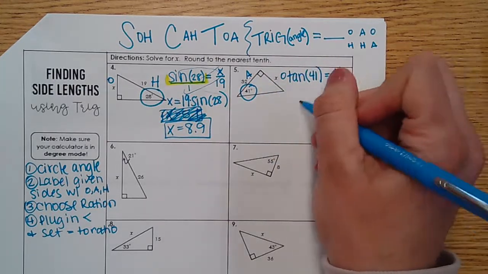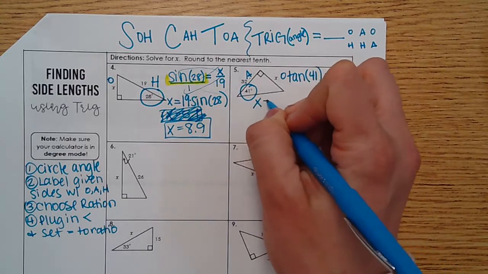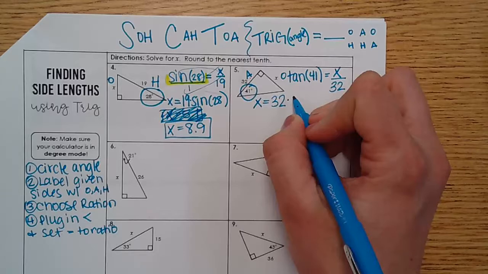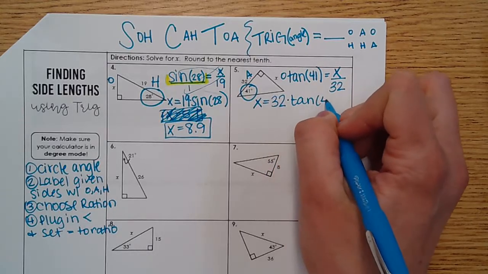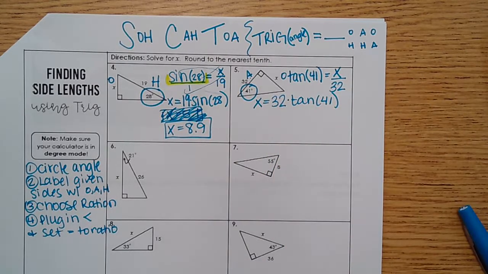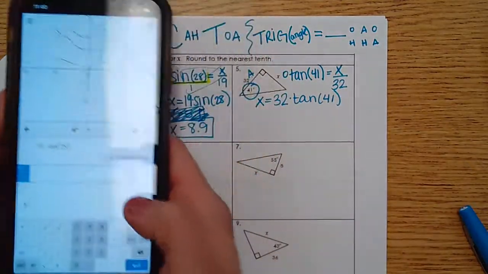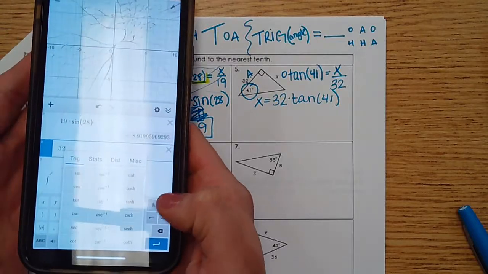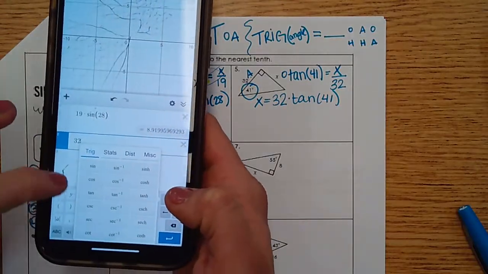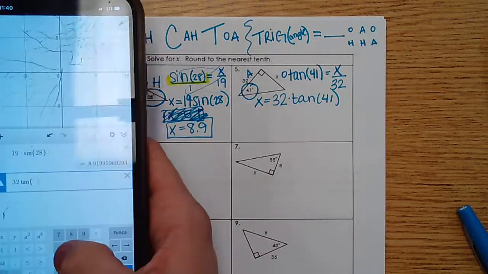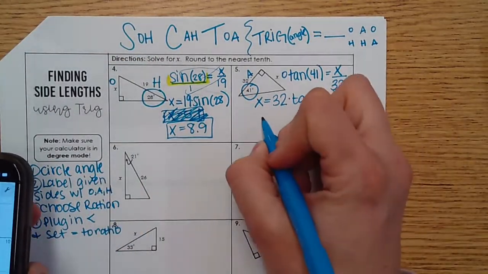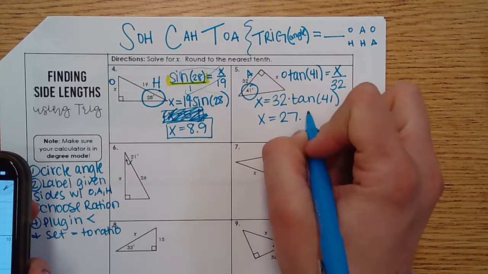We cross multiply. You'll pick up on a pattern: when X is on top, you just multiply the denominator times the tangent of 41. This whole thing gets multiplied together. So 32, function, that little function button, the third one down is tangent. The degree is 41. Equals 27.8.